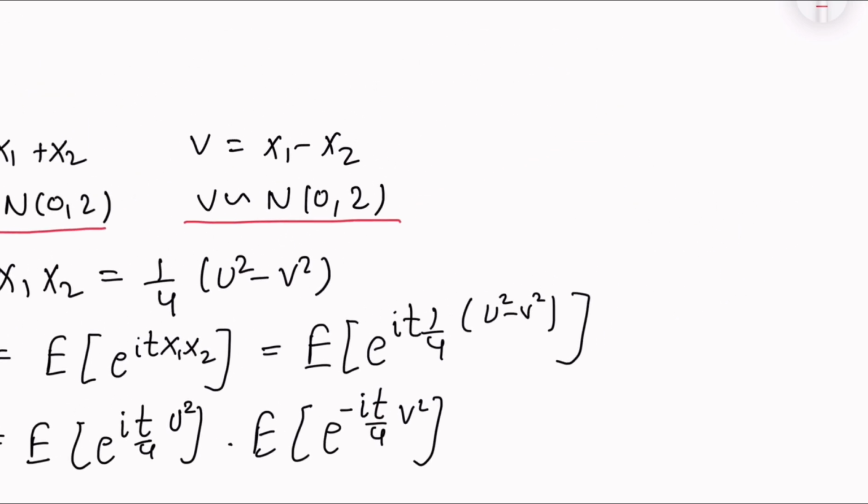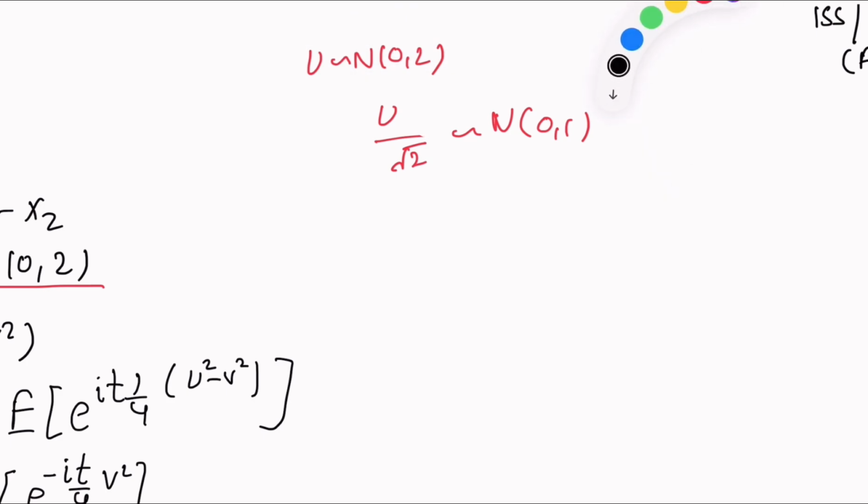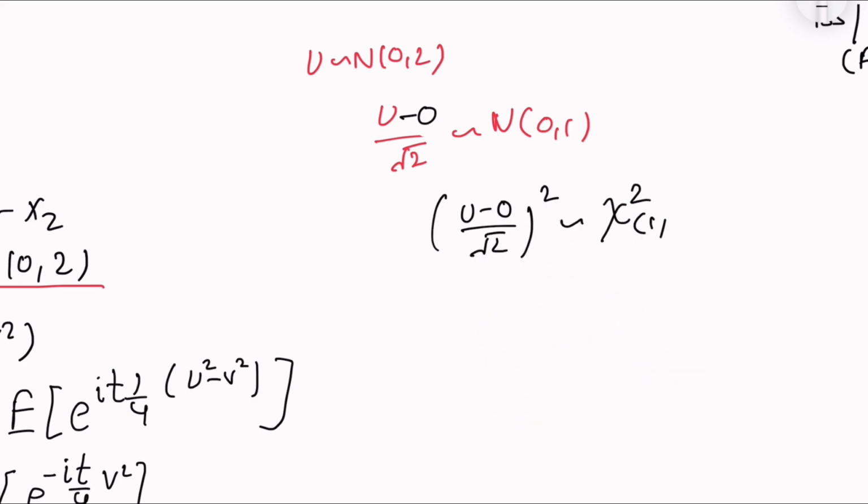Now U is following a normal distribution with mean 0 and variance 2. So if I subtract its mean and divide by the root of variance, which is root 2, this will follow a normal distribution with mean 0 and variance 1. It became the standard normal variate because we have subtracted its mean and divided by its standard deviation. Now if I square it, that means (U minus 0 over root 2) whole square, it will follow a chi-square distribution with 1 degree of freedom. So from here, U square by 2 is following a chi-square distribution with 1 degree of freedom.